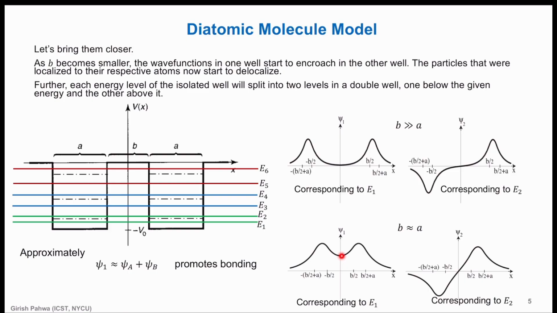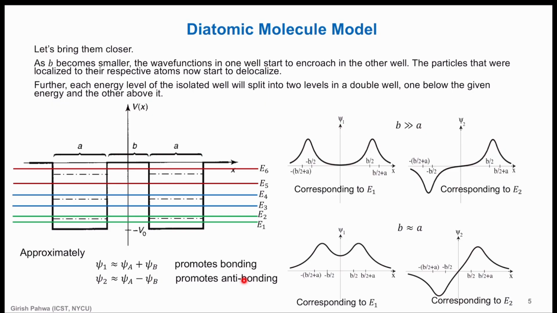What's a bond? Bond means the probability of finding the electron in between the atoms becomes much larger than finding those electrons at their respective atoms. So it's doing something like that. Okay, what about this case? This is approximately psi A minus psi B, and this promotes anti-bonding.